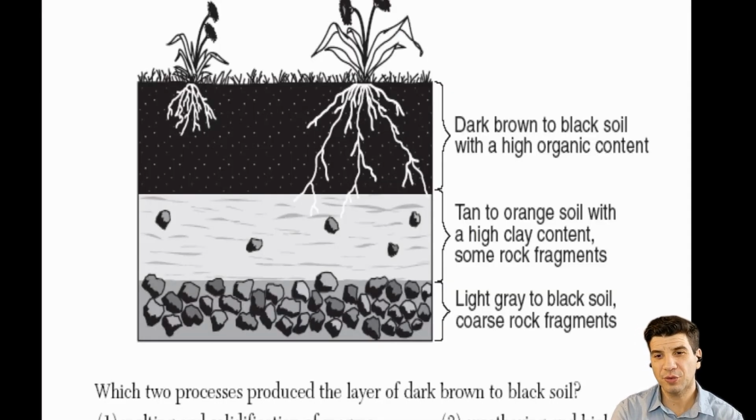So let's take a look at a couple questions here. Dark brown to black soil with high organic content, tan to orange soil with high clay and some rock fragments, and the bottom one is light gray to black soil with coarse rock fragments. I want you to answer this one. Which two processes produced a layer of dark brown soil? One, melting and solidification of magma? Two, erosion and uplifting? Three, weathering and biological activity? Or four, compaction and cementation?